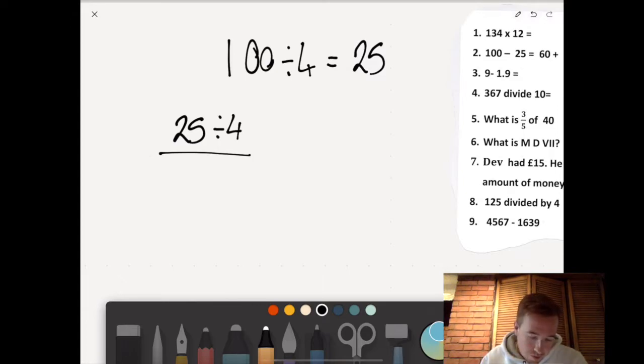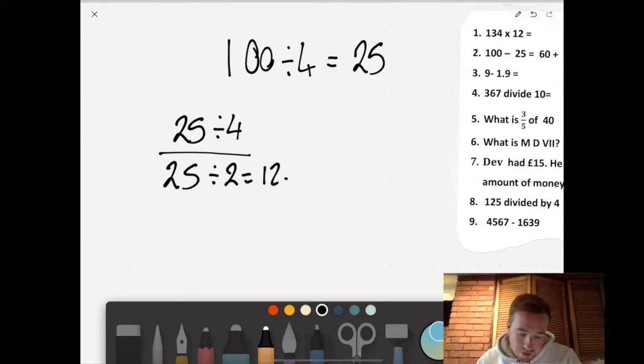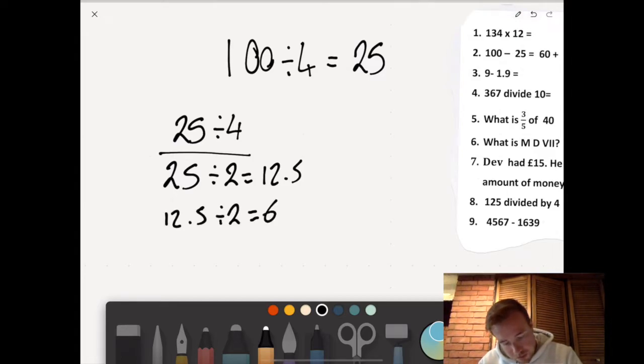So 25 divided by 2 equals 12.5. Okay, and then I can halve that again, because 12.5 divided by 2 equals 6.25. Okay, so going back to the question, I have got all the working out here, I just need to put it all together again. So there, I've just locked my screen, sorry.